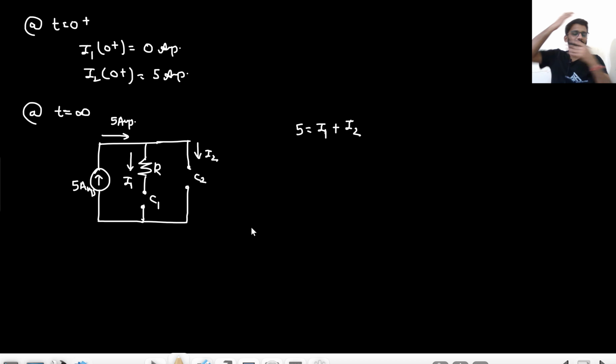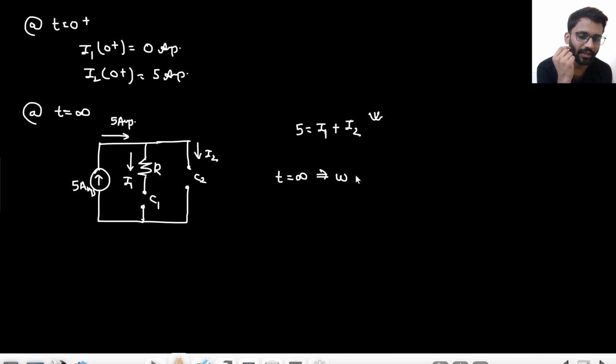If both are 0, where is the 5 ampere current going? 5 ampere current is coming, and this is also 0, this is also 0. So where is the 5 ampere current going? So both I1 and I2 are not 0. So what will you do? In case of ambiguity, at t equals to infinity, what is the frequency content? Omega equals to 0. That means Zc is very high. That means the series combination of RC can be replaced with a single capacitor, right?